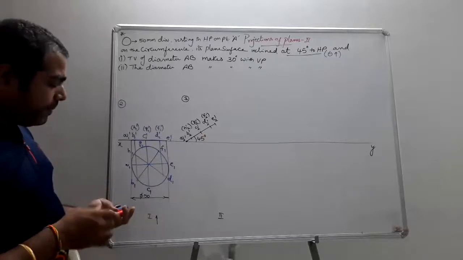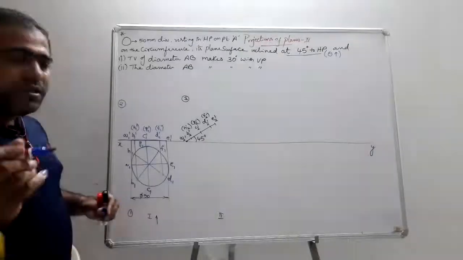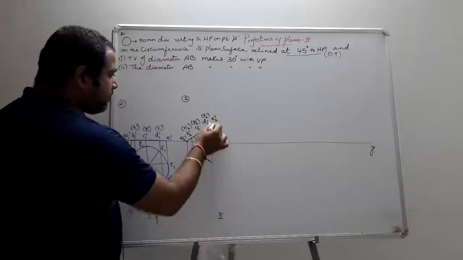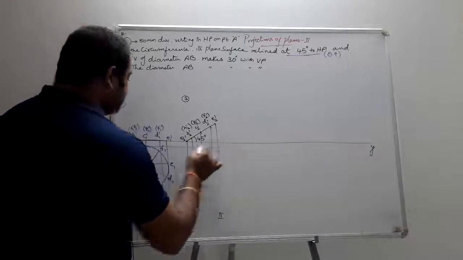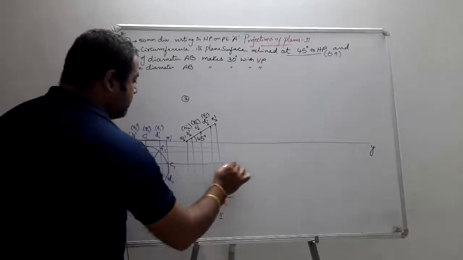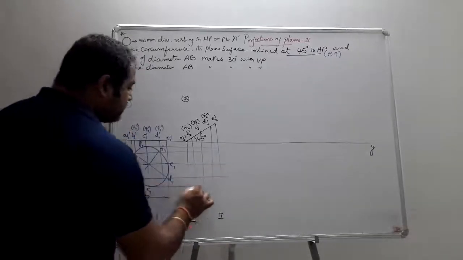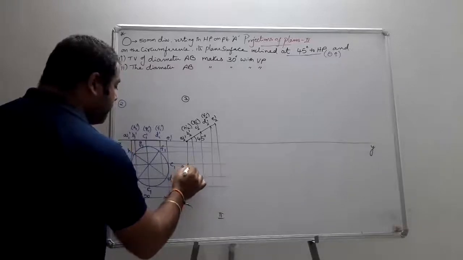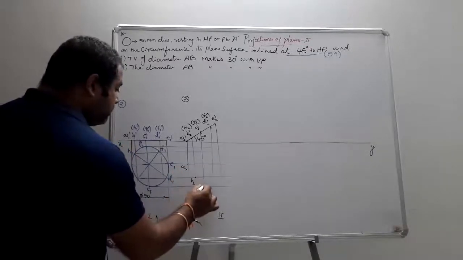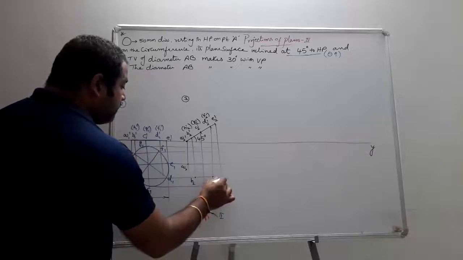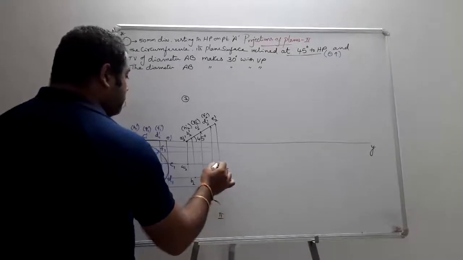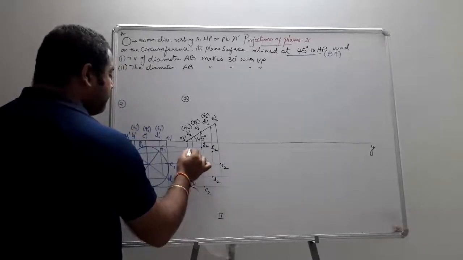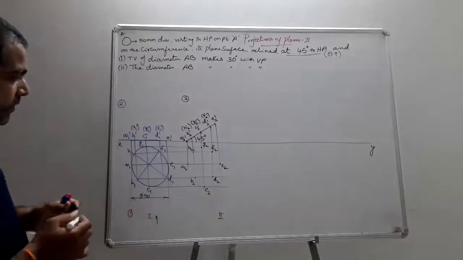Now, how can I obtain my second top view? Simply draw the vertical projectors from the obtained front view. Draw the horizontal projectors from the previous top view. Now mark the intersection points. So this becomes A2, B2, C2, D2, E2, F2, G2, H2.